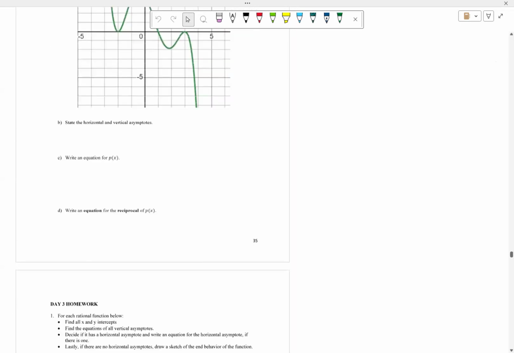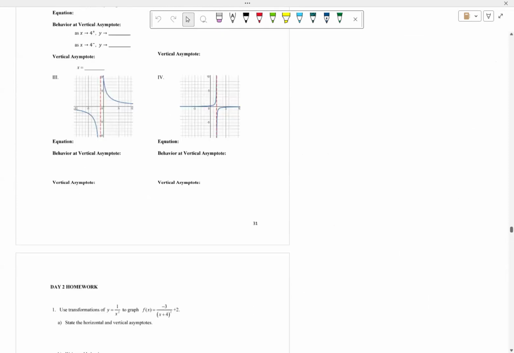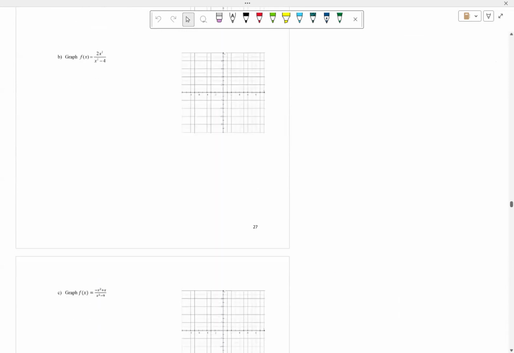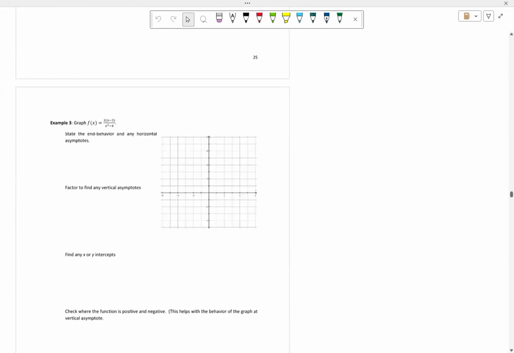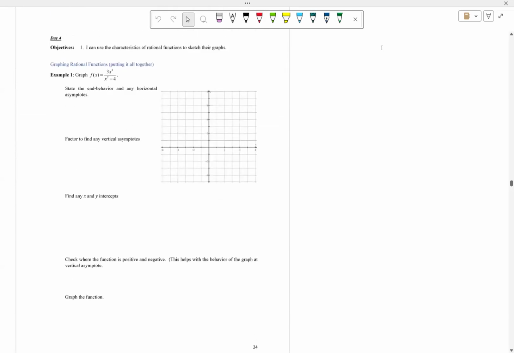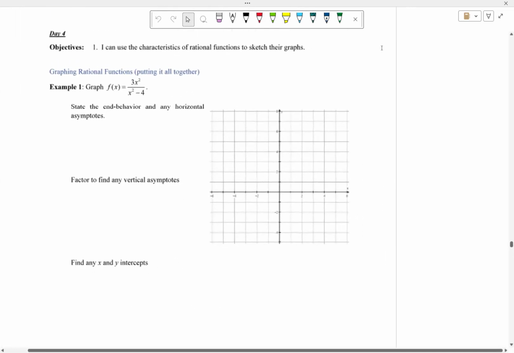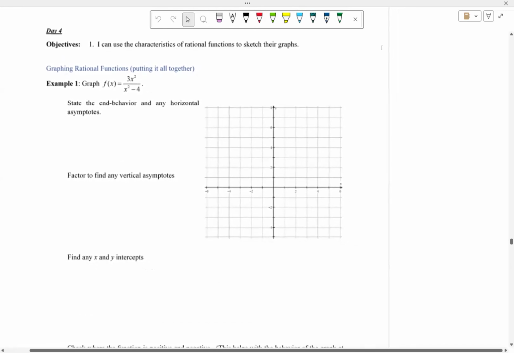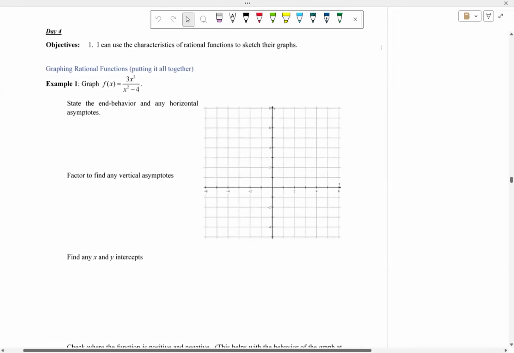Okay, so let's go to where is this? Like I'm approaching it. Here it is. Okay, so I'll talk you through this one.